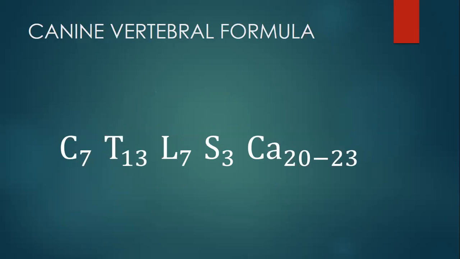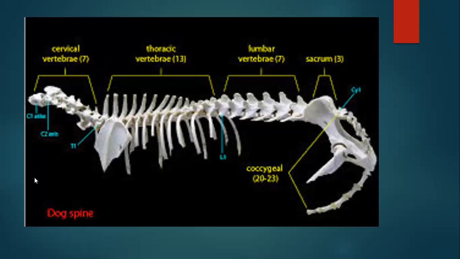So this is the canine vertebral formula. We have 7 cervical vertebrae, 13 thoracic vertebrae, 7 lumbar vertebrae, 3 sacral vertebrae, and 20 to 23 caudal or coccygeal vertebrae. So this is where they are. You have here the cervical, then the thoracic, then the lumbar, the sacrum, which is covered by the wings of the ilium, one of the bones of your pelvic girdle. And this one over here up to here, these are your coccygeal bones.